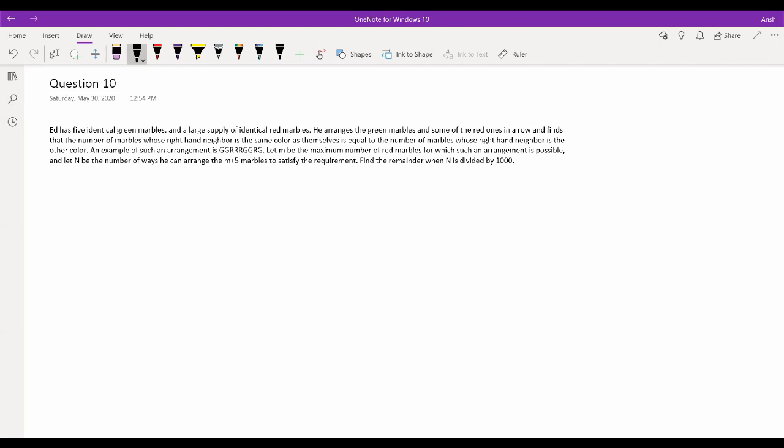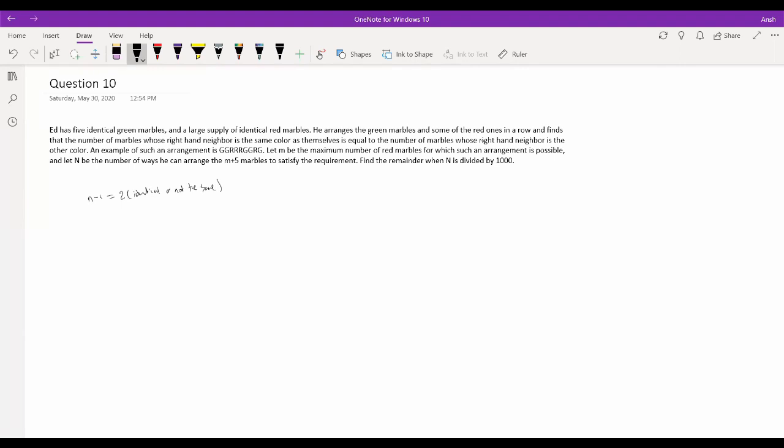If you look at the gaps between each marble, the two neighbors are either identical or different. So if there are n marbles, there are n minus one gaps. Basically, n minus one is two times the number of gaps where the neighbors are identical, or two times the number where the neighbors are not the same. Obviously, if we want to maximize the total number of marbles, we want to maximize the number of neighbors that are not the same.